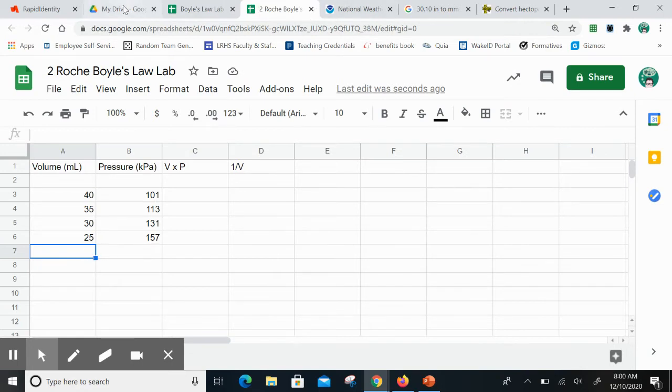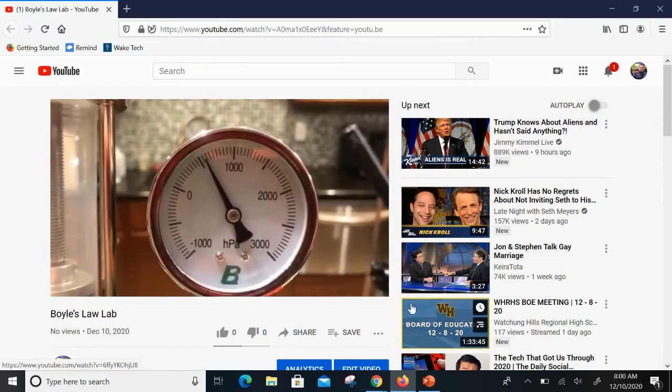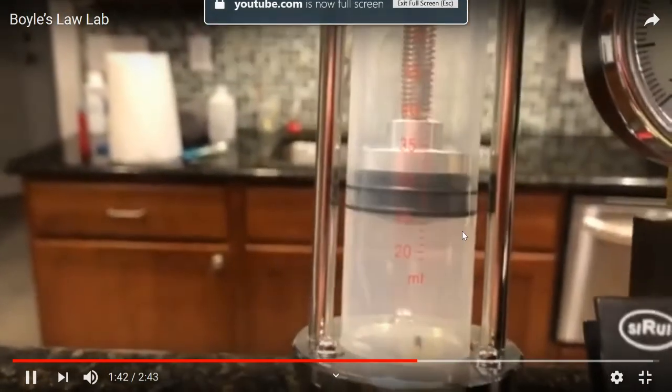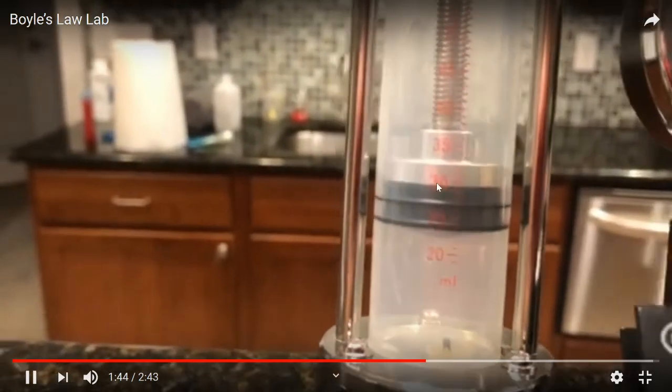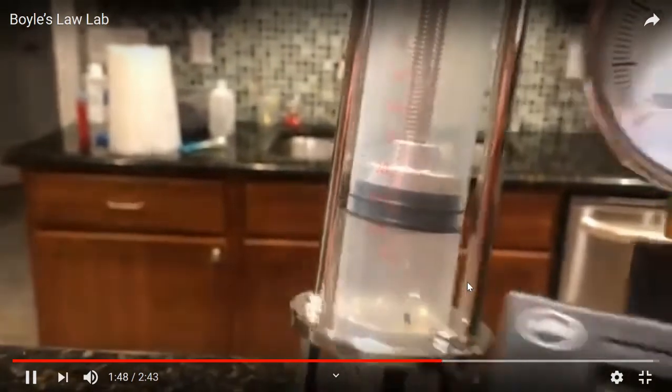And then the next one, what's the next one? Next one we'll do, and the last, well, not the last one, we'll do 20 milliliters. So we'll get that going, and you'll see I squish it down to 20. This is getting harder and harder for me to squeeze this thing because the pressure is building up.